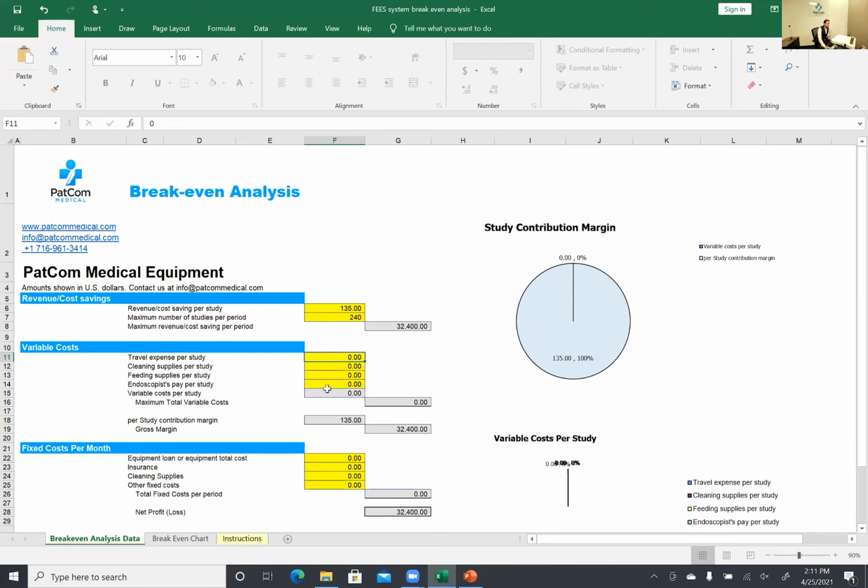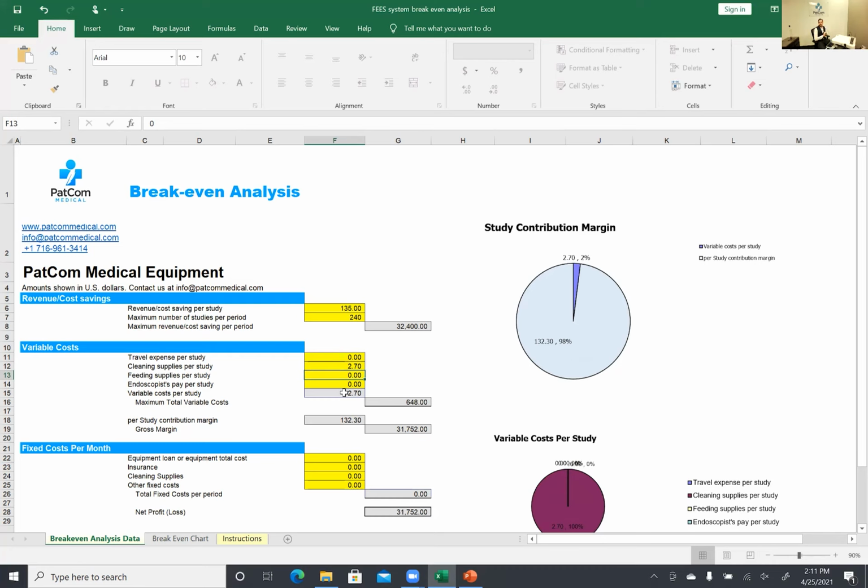Now come my variable costs here. First one is the travel expense per study in an acute care. This is 0 because you're not traveling anywhere. The endoscopist doesn't travel anywhere. Cleaning supplies per study. And we have cleaning supplies again as a fixed cost down below, but per study would be an enzymatic sponge that you want to run over the scope. It's roughly $2.70. So I'll put that in here, $2.70 for the cleaning supplies per study.